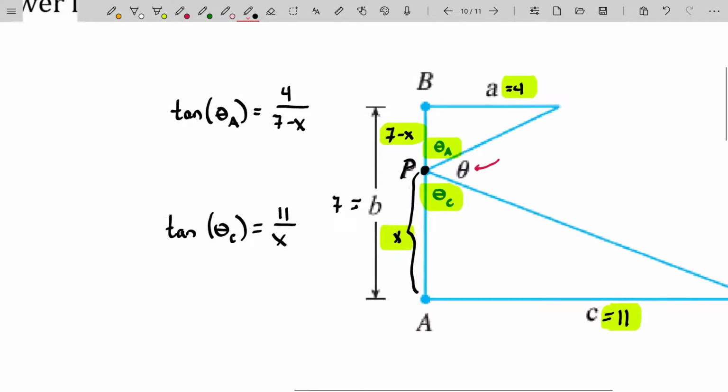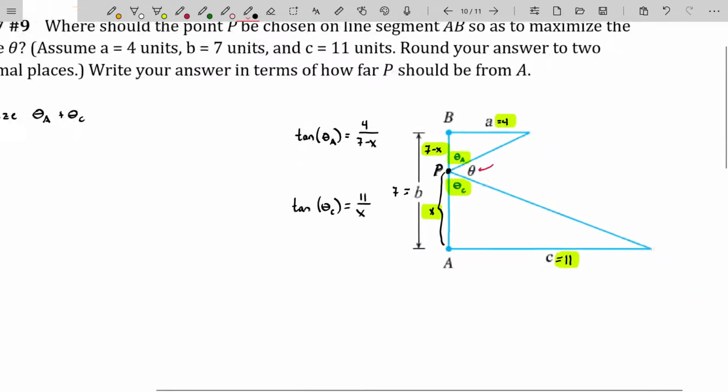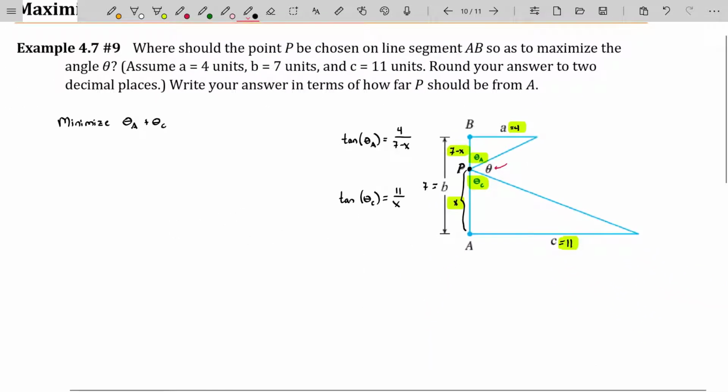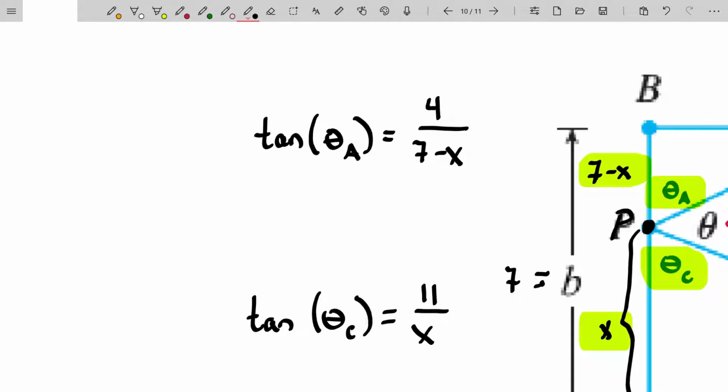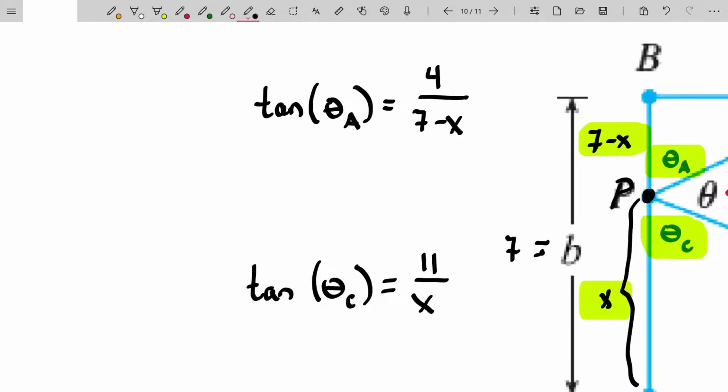Now remember what we want to do. We want to minimize theta A plus theta sub C. And unfortunately right now we have these in terms of tangent of theta sub A and tangent of theta sub C. We would like to write these only as theta sub A and theta sub C. Well, that's just taking the tangent inverse.